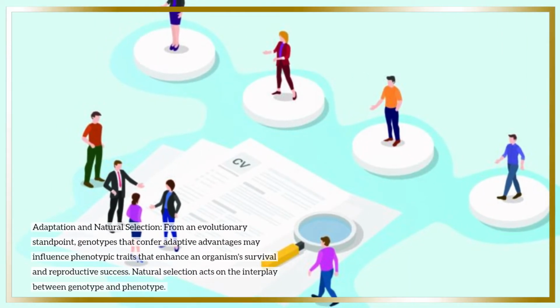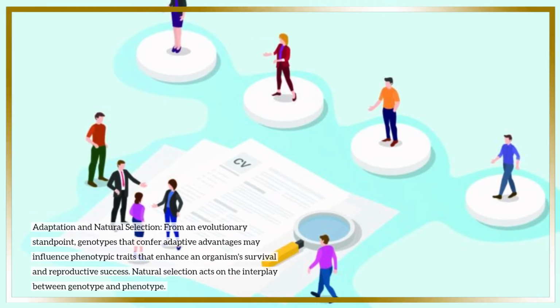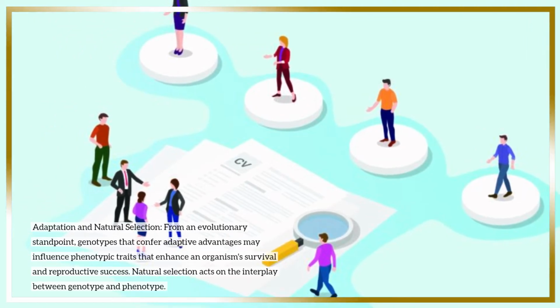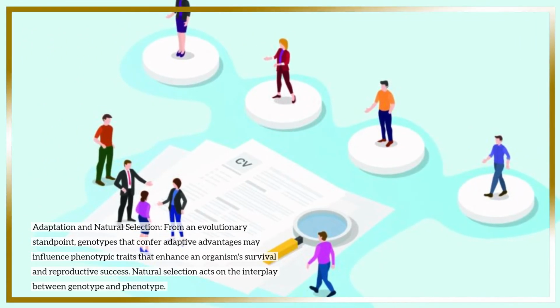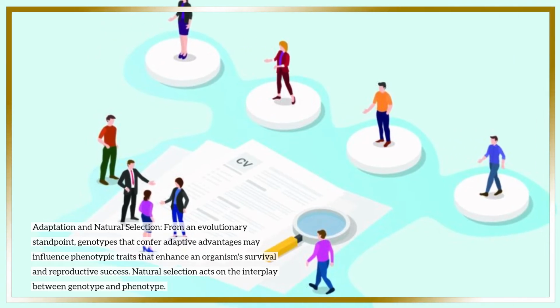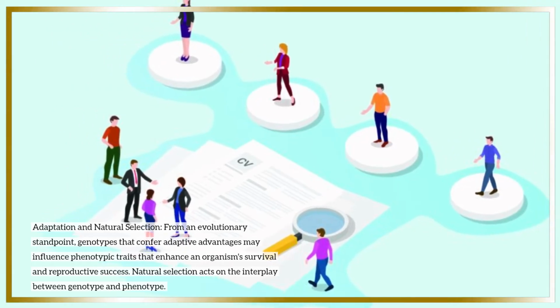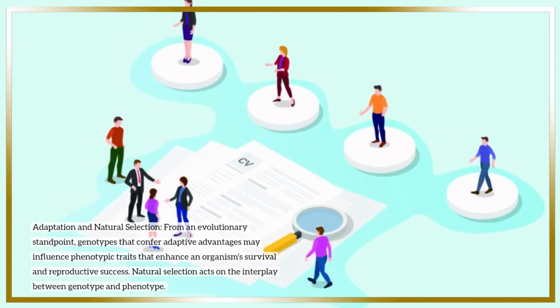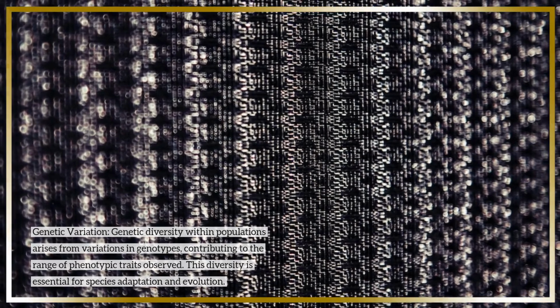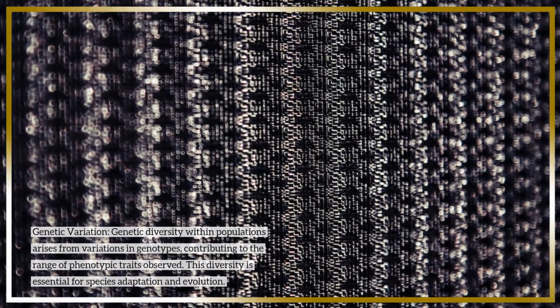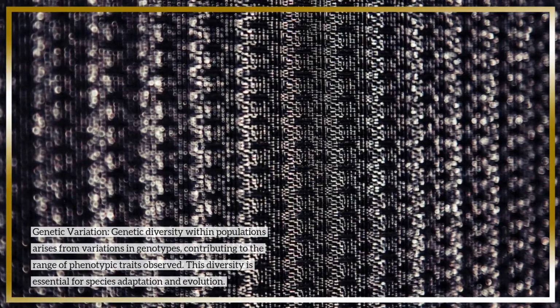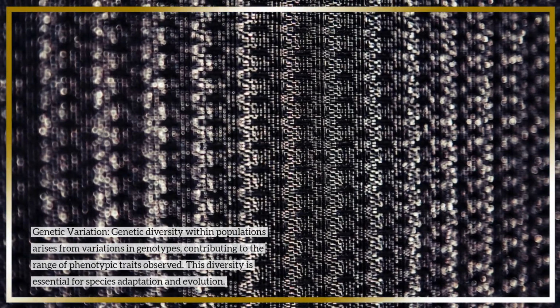8. Evolutionary perspective. Adaptation and natural selection. From an evolutionary standpoint, genotypes that confer adaptive advantages may influence phenotypic traits that enhance an organism's survival and reproductive success. Natural selection acts on the interplay between genotype and phenotype. Genetic variation. Genetic diversity within populations arises from variations in genotypes, contributing to the range of phenotypic traits observed. This diversity is essential for species adaptation and evolution.